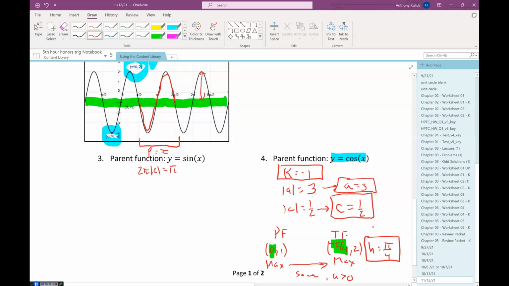And then, so if you're doing sin of x, would parent function be 0, 0? So the point I'd be using is the midline point, which is 0, 0. And I'd be using the midline point from the graph. Okay. Sure. Mackenzie, I saw your hand.